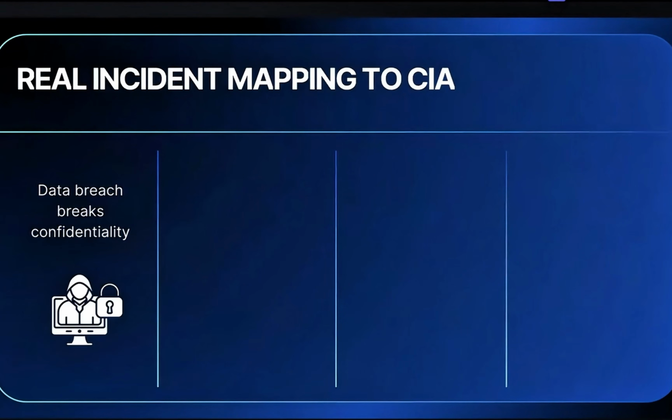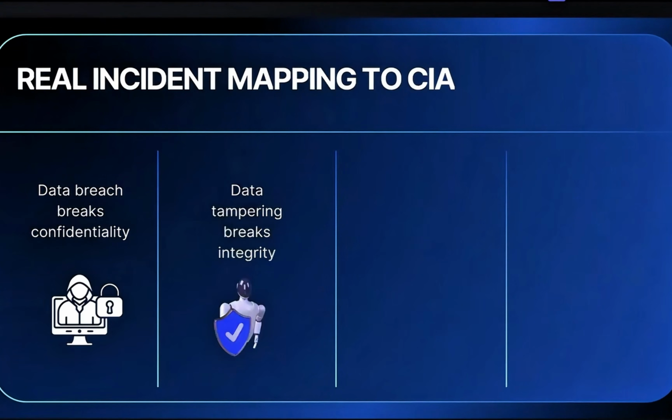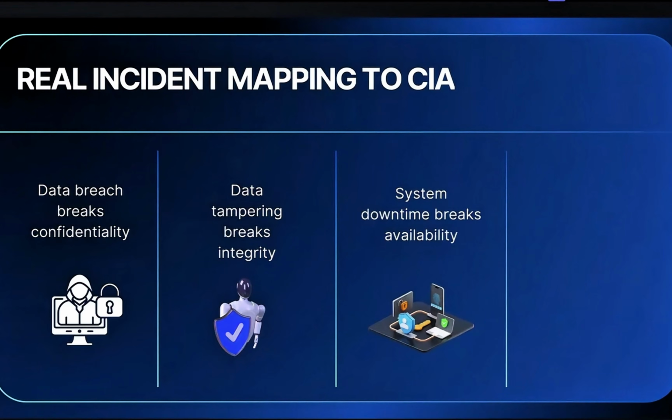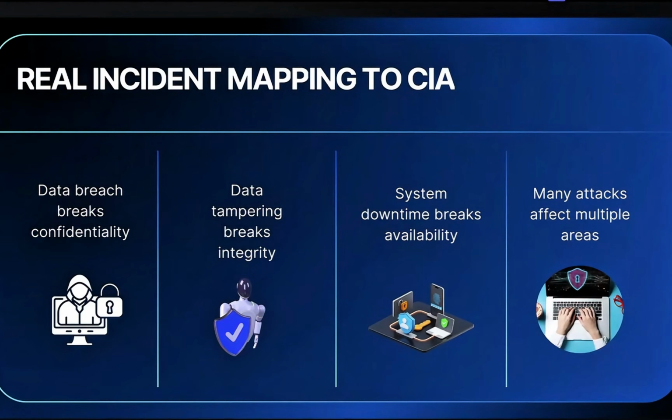So now let us try to do some real incident mapping to CIA. We want to map real incidents to confidentiality, integrity, and availability. The truth is, real attacks often impact more than one security goal. So for confidentiality, we can have data breaches. Data breaches break confidentiality. Also, data tampering breaks integrity, and system downtime breaks availability. And many attacks affect multiple areas at once.